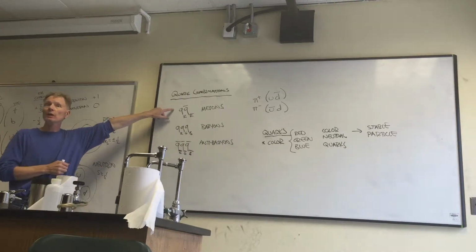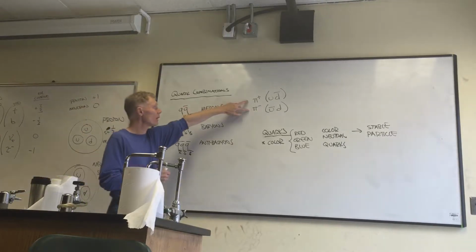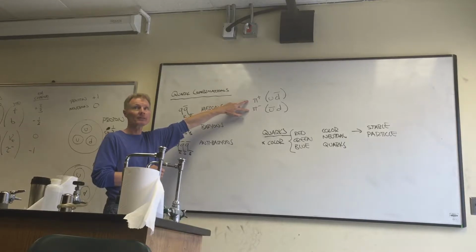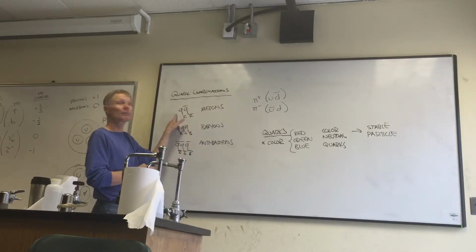Are there any stable mesons in nature? Apparently not, because we haven't talked about any. We did do some problems with these pions, but that was pion decay. These guys aren't stable. Why are there no stable mesons?